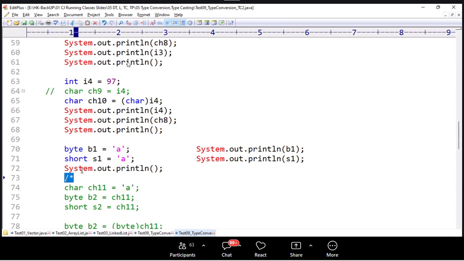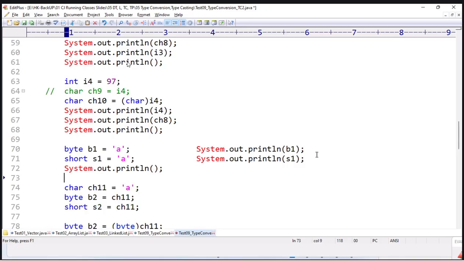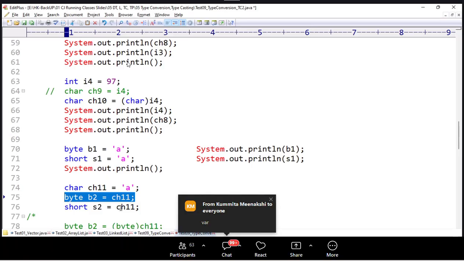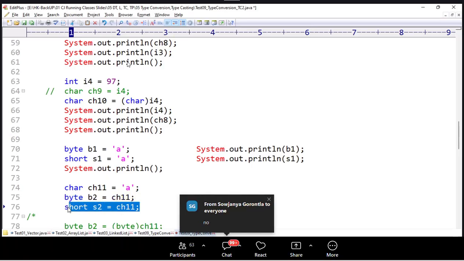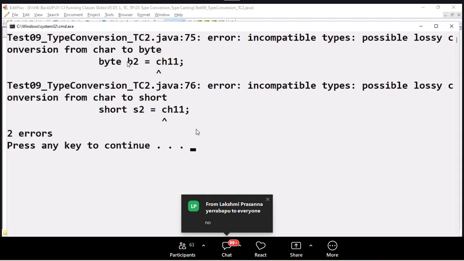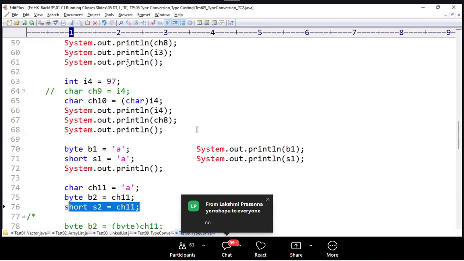Now tell me, what is this char literal? A char variable. Can a char variable be assigned to byte? No. Can a char variable be assigned to short? No. You will get two compile time errors: possible lossy conversion. Okay?